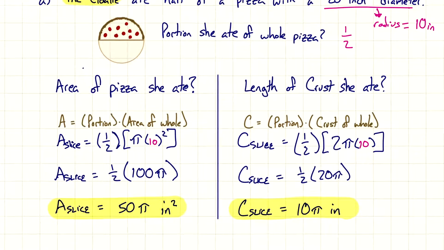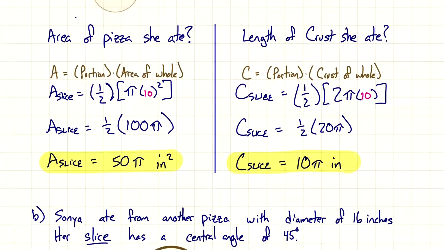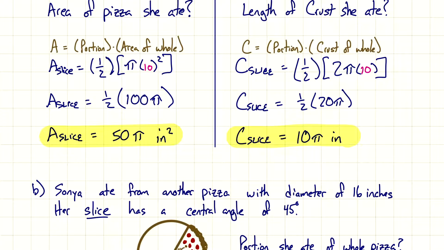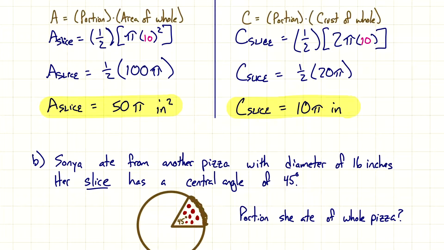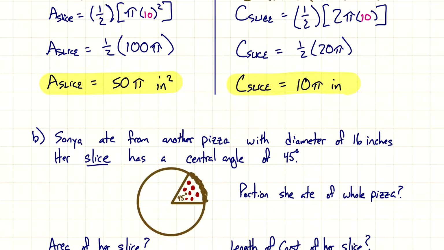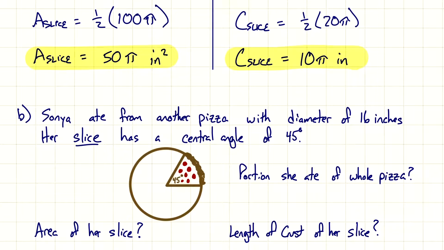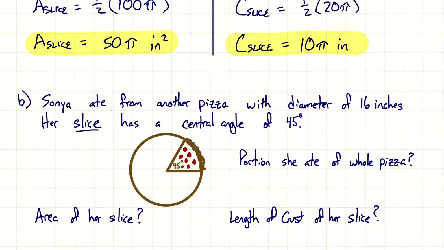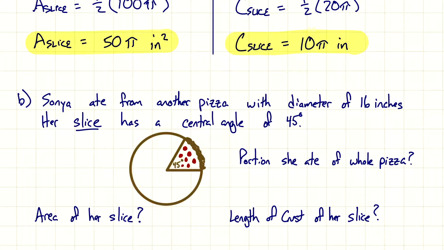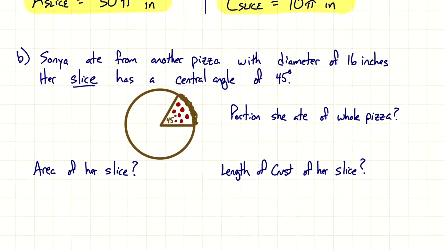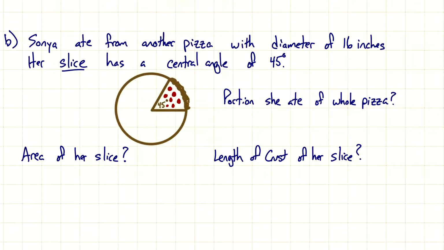So we're going to look at a couple different situations. The next one, we have one of the other players, Sonia. She ate from another pizza with a diameter of 16 inches, and we also know her slice that she ate has a central angle of 45 degrees. All right, so we're going to do kind of similar work that we did on the previous part, except information is given to us a little bit different.